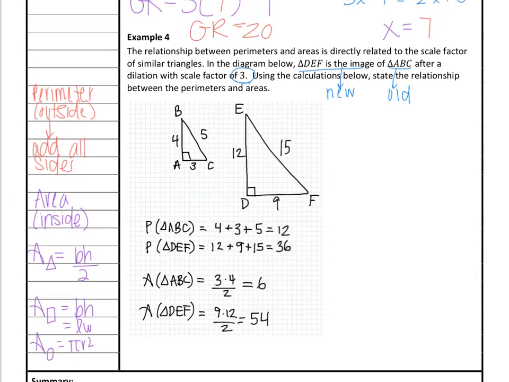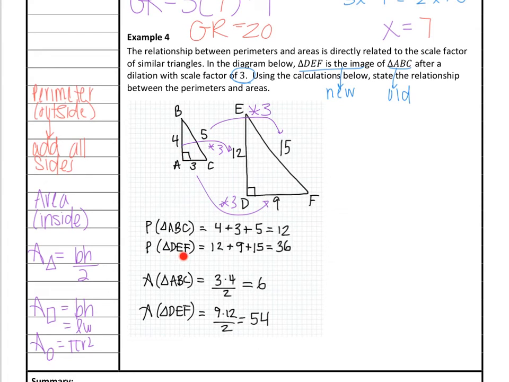Alright, so we know that we scaled up the sides by a factor of 3. Not only did it state it, but you could actually do the math yourself. 4 times 3 gives you 12. 5 times 3 gave you 15. 3 times 3 gives you 9. Now when we look at the perimeters, they denote it by P of triangle ABC. That means perimeter of triangle ABC is equal to 4 plus 3 plus 5. Take the sides, add them up, and you get 12.